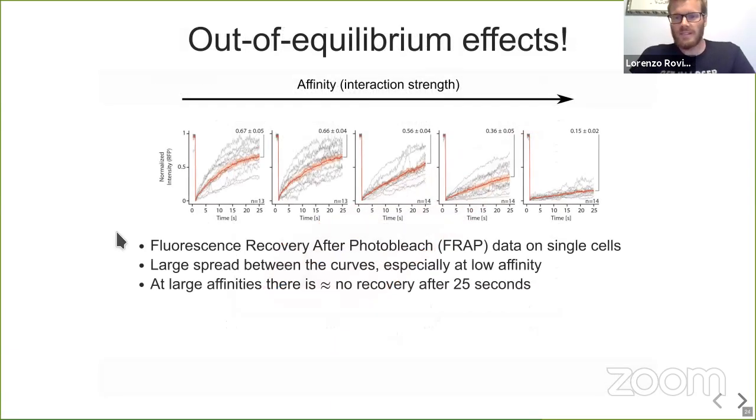And the other thing that you can do in experiments is to bleach the condensates. So you take the cells that have condensates, you bleach them, and you look at how much time it takes for the fluorescence to recover. And these are the curves. In red, you see the averages, and you see that there is a large spread in experiments. As you go up in affinity, the recovery is slower, since of course the bond strength is larger. And at larger affinity, you essentially don't recover. So you can say that we are out of equilibrium.